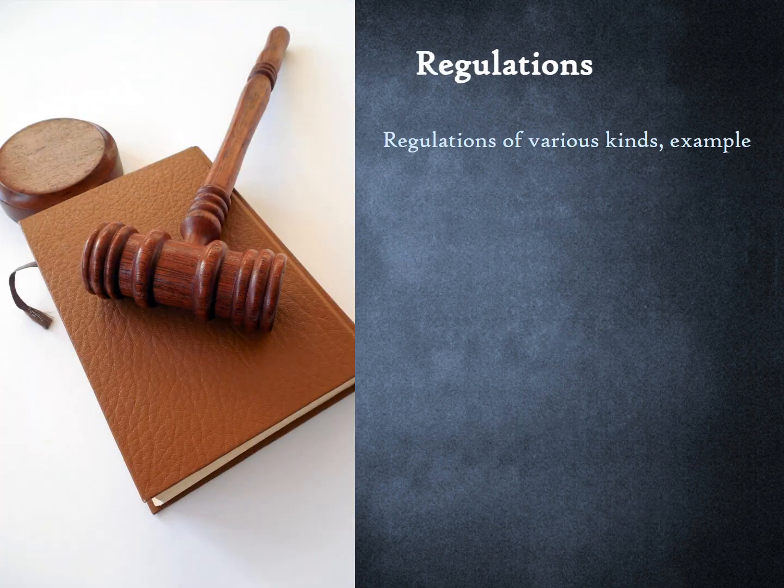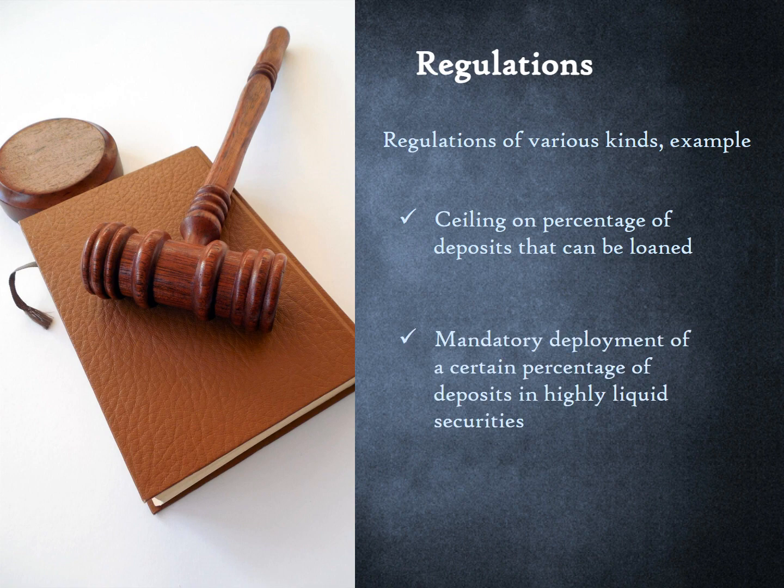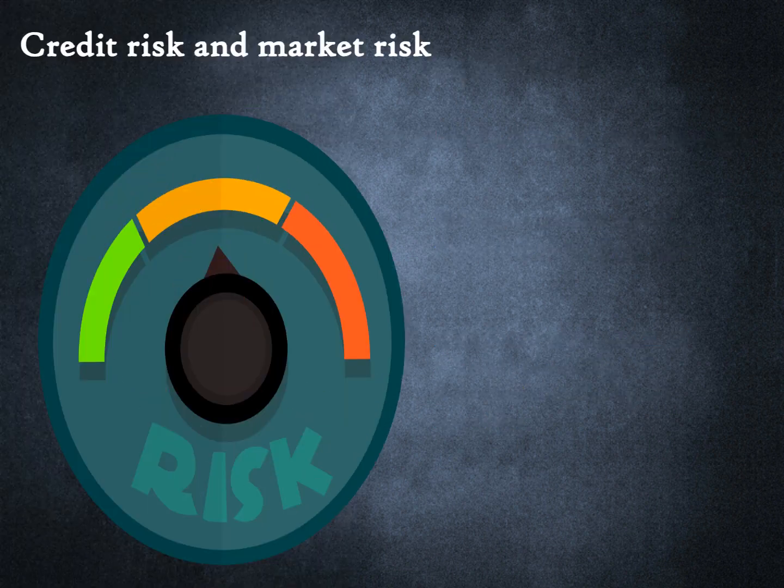Banks may hold securities because of regulations of various types. For instance, there may be restrictions on the percentage of deposits that can be loaned out. Additionally, regulators may require banks to deploy a certain percentage of their deposits in securities that can be converted to cash easily. The risks banks face when they make loans or investments are of 2 types: credit risk and market risk.